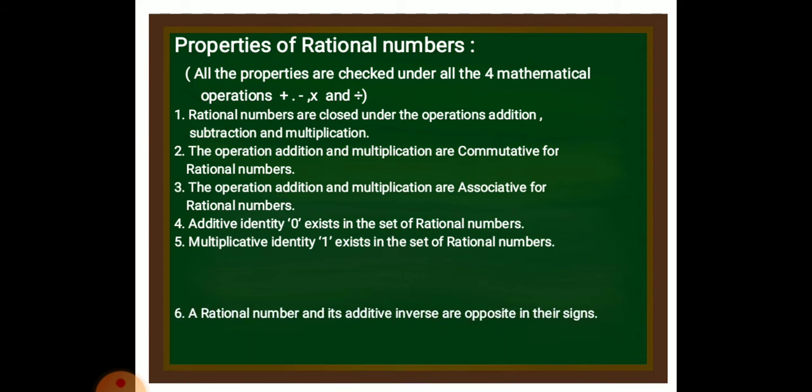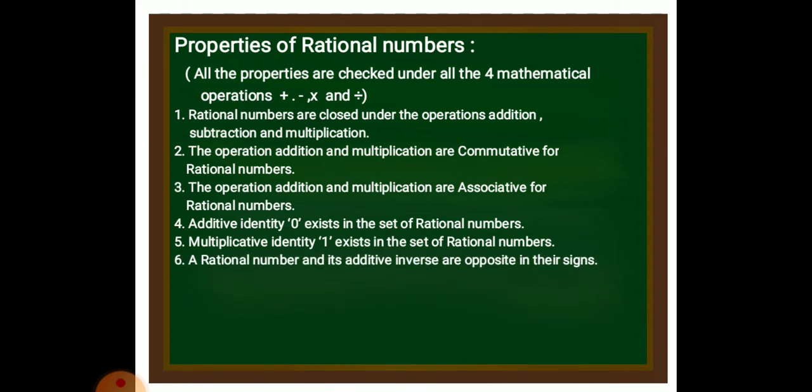And now coming over to the additive inverse. A rational number and its additive inverse are opposite in their sign. That means if we add two rational numbers and the sum is 0, then those two numbers, the same number with opposite signs, are called additive inverses of each other. And now the next property is multiplicative inverse. And I forgot to tell you, additive inverse of every number exists in the set of rational numbers.